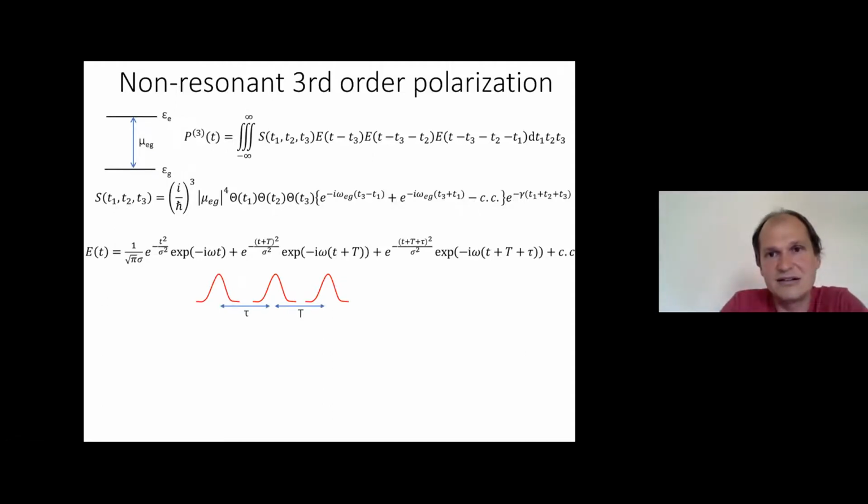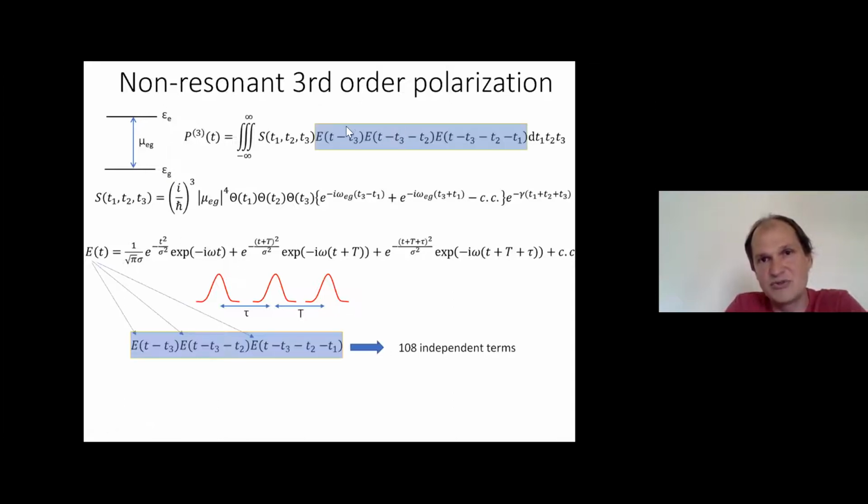And now we need the model for the electric field. We don't need just a single pulse, we need three pulses. So there are three Gaussians delayed by the coherence time tau and the population time t, and another set of complex conjugate terms. So this looks like this. And we have to calculate this product of three electric fields, which is actually 108 independent terms.